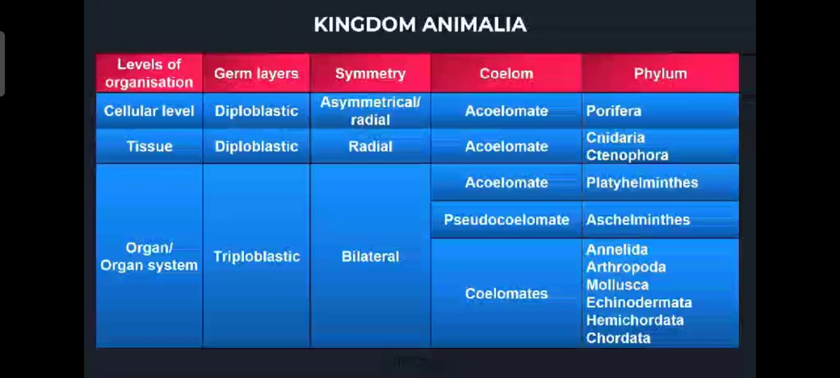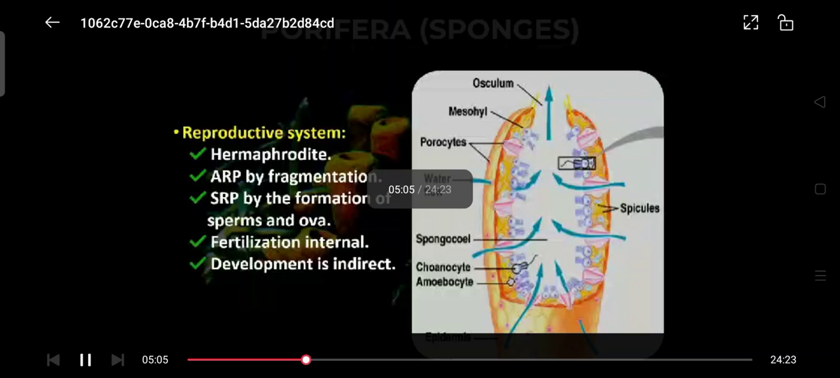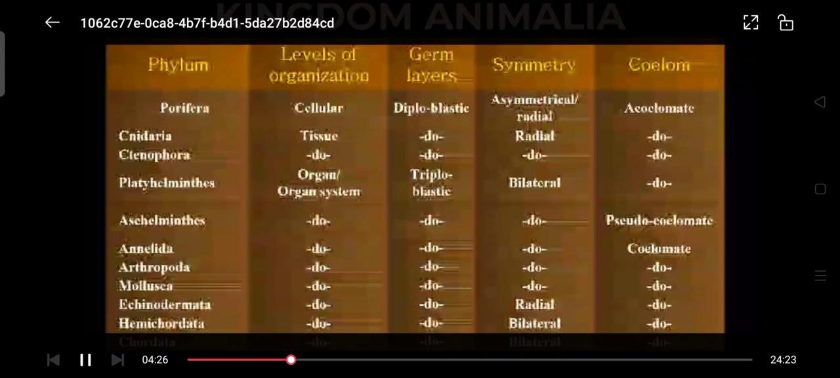Then rest all phyla. Next one, that is Platyhelminthes. You will see the acoelomate. From the Platyhelminthes you can see the organ or organ system level of organization is there. All are triploblastic, all are bilaterally symmetrical, and then the only difference is there in the coeloms. In Platyhelminthes you will find acoelomate. Important one, which animals are acoelomate? Platyhelminthes. Clear? Then Aschelminthes, only one Aschelminthes phylum is there, which you will find is pseudocoelomate.